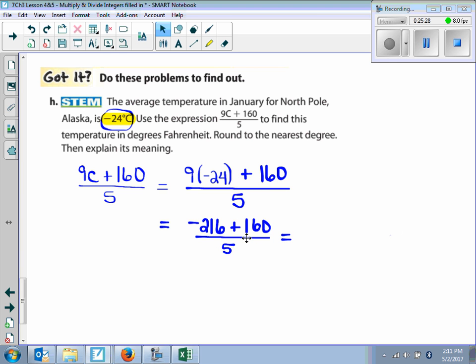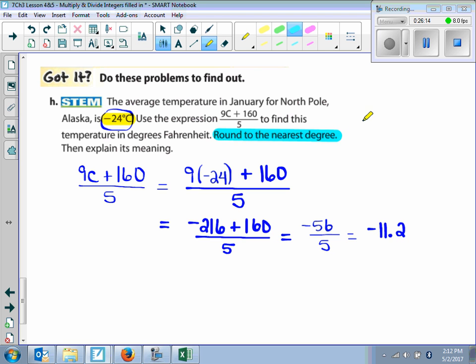And now we're going to simplify this numerator. So when we're adding integers with different signs, don't forget the rule, we subtract the digits and take the sign of the higher digit. So negative 216 plus 160 is negative 56, and then we're going to divide by 5. So now we can bring that division. So when we do that division, we end up with negative, because it's negative divided by a positive, right? So it's negative 11.2. But up here it tells us that they want us to do what?